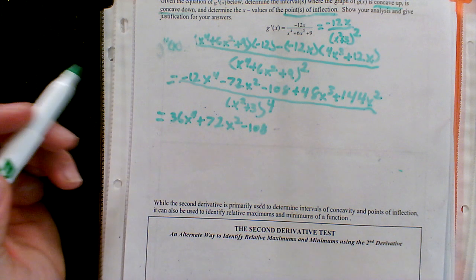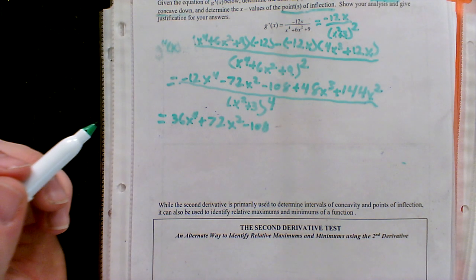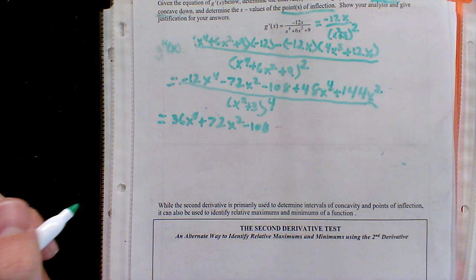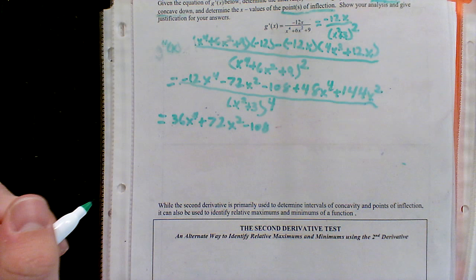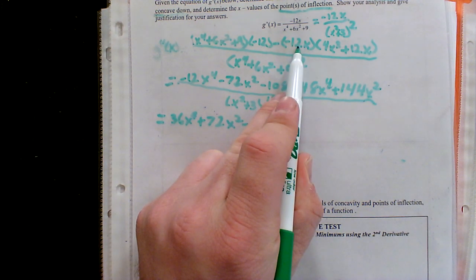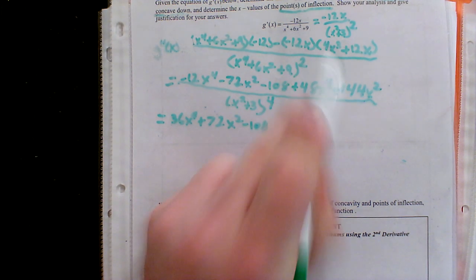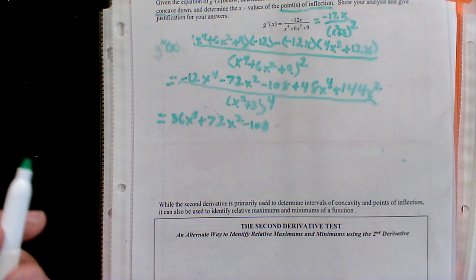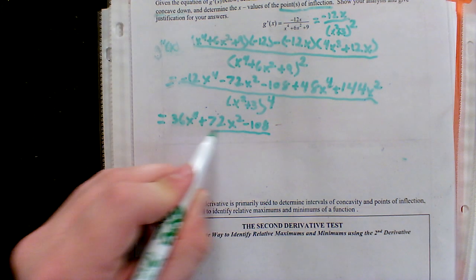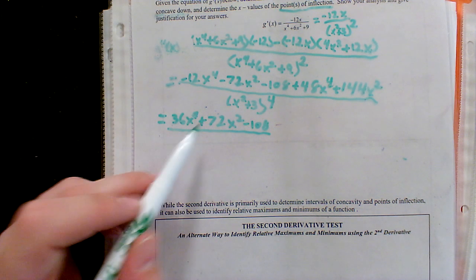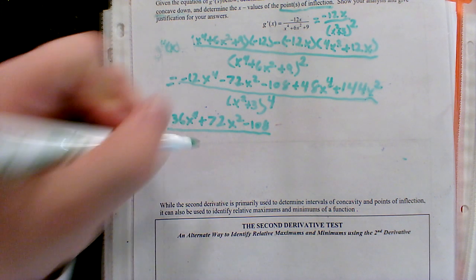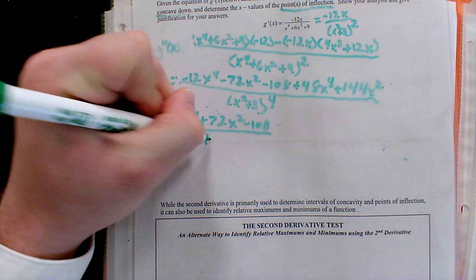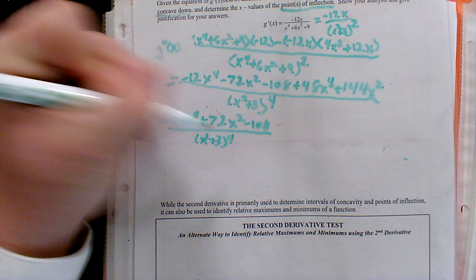So that 48 should be x to the fourth, shouldn't it? Where I multiplied the negative 12x, it should be 48x to the fourth. Because when I multiply the negative 12x times the 4x cubed, that gives me x to the fourth there. That's where the 36 came from. Okay, so that's on the top: 36x to the fourth plus 72x squared minus 108. On the bottom, we still have x squared plus 3 to the fourth power.